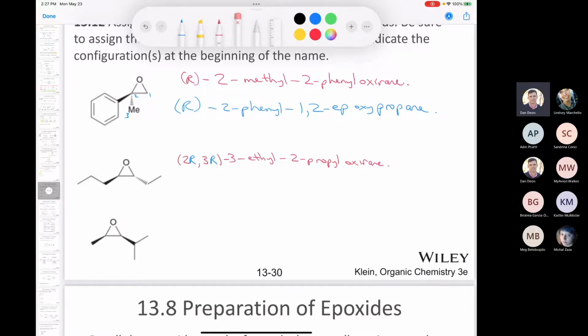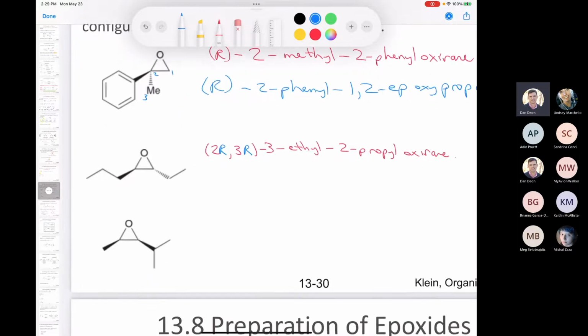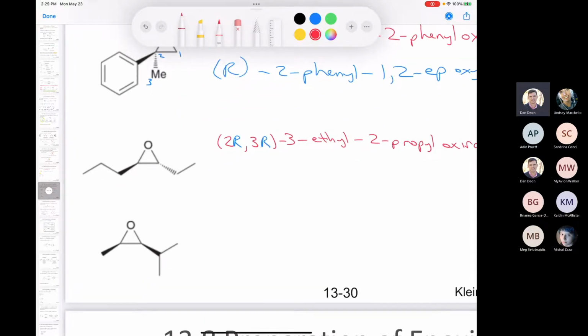And so we find the longest carbon chain, and we want to give the epoxy the lowest possible locant number. So we have 1, 2, 3, 4, 5, 6, 7. So this is some kind of 3,4-epoxy heptane. And what else? We have 3R and 4R, 3,4-epoxy heptane.